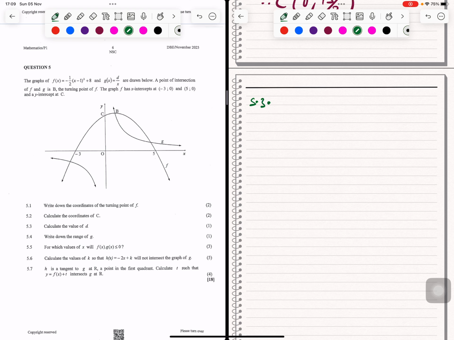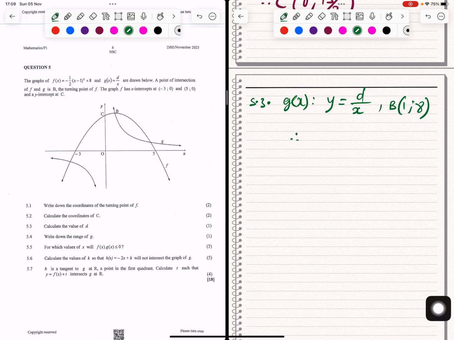5.3, calculate the value of D. So the value of D belongs to the other graph, so it belongs to the graph of G. So that is y equals D over x. But the graph passes through the point B. So I'm going to say that at point B, that is (1, 8), and substitute that into the equation of G and solve for D.